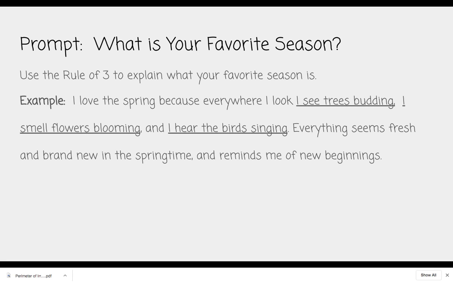So have fun with this. Please remember this is a writing assignment. So you need to write in complete sentences and use correct capitalization and punctuation.